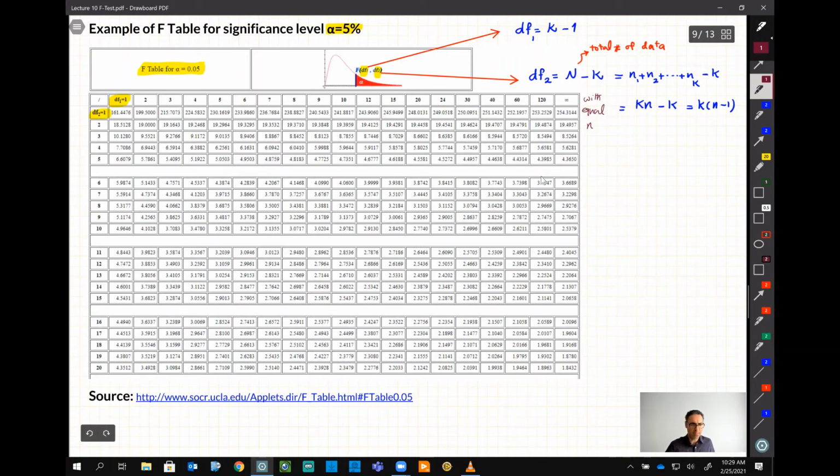Okay, this is about the table then. You read your df1 and then df2 and you find the number. That easy. Like, let's say somebody asked me that I have a df1 of 8 and df2 of maybe 10. This is my critical value.